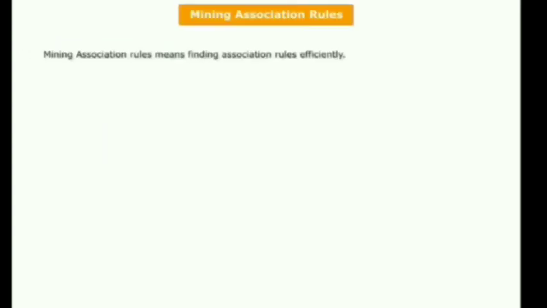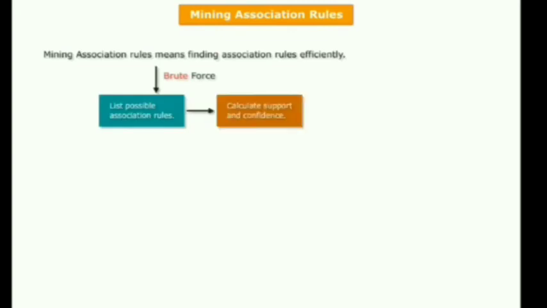Mining association rules means finding association rules efficiently. This is another task for which you can use the apriori algorithm. For finding association rules, you need to find all the rules that have support greater than the threshold support and confidence greater than the threshold confidence. How to find these? One possible way is brute force, wherein you list all the possible association rules and calculate the support and confidence for each rule. Eliminate the rules that fail the threshold support and confidence.